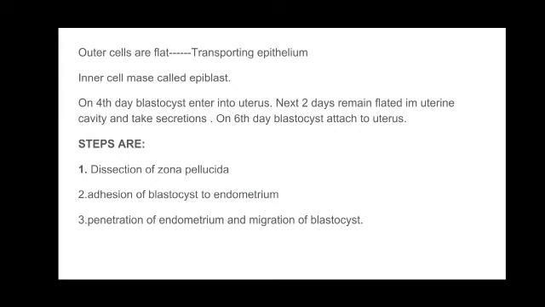On the fourth day after fertilization, the blastocyst enters the uterus. For the next 2 days it remains floating in the uterine cavity and takes the uterine secretions, which are the source of nutrition at the moment. On the sixth day, the blastocyst attaches to the uterus.